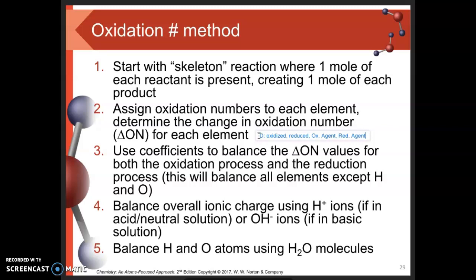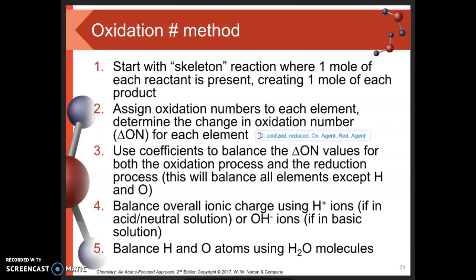Now, the next step is I need to balance those changes in value. So I look at my reaction, I see, oh, the oxidation requires 3 electrons, the reduction requires 2 electrons. I can't have leftover electrons, so I'm going to use coefficients to balance that out by making sure that every electron that is lost in the oxidation gets gained by reduction. That's what step 3 is all about. In addition, step 3 will also make sure that all of my elements that aren't oxygen and hydrogen get balanced out in the process as well.